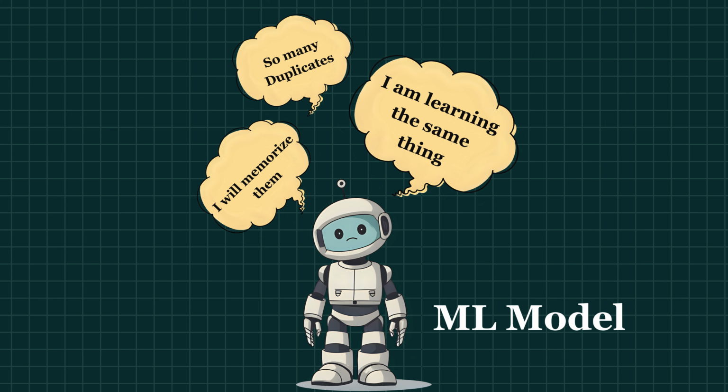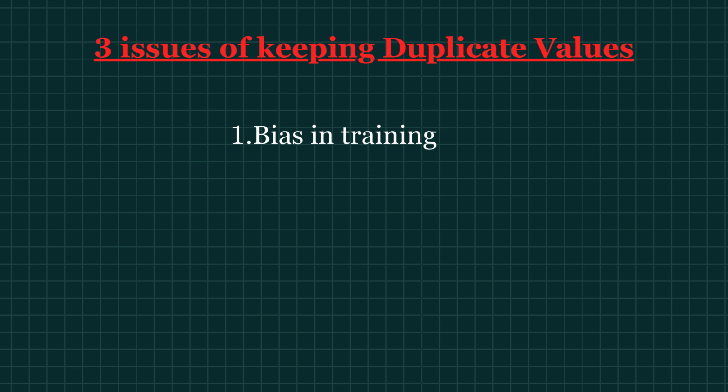That causes three main problems. Bias in training. The model will give more importance to the repeated data points. For example, if a spam email is duplicated 100 times, the model will think spam always looks like that one example. Overfitting. The model might memorize duplicates instead of generalizing to nuance in data. This reduces its ability to perform well on test data.